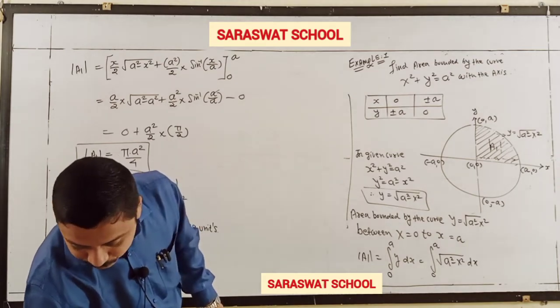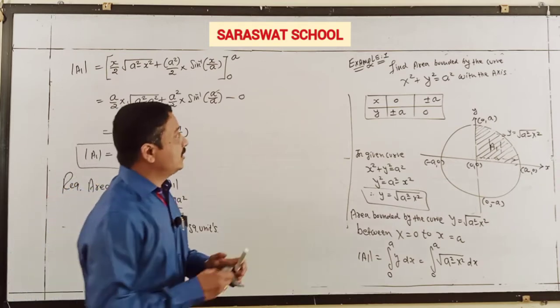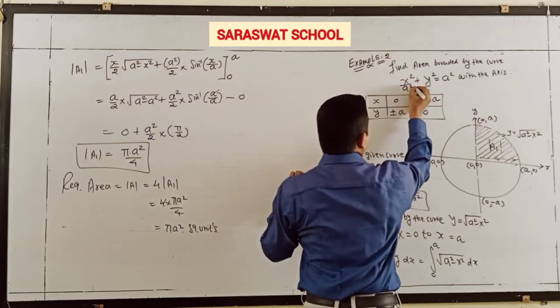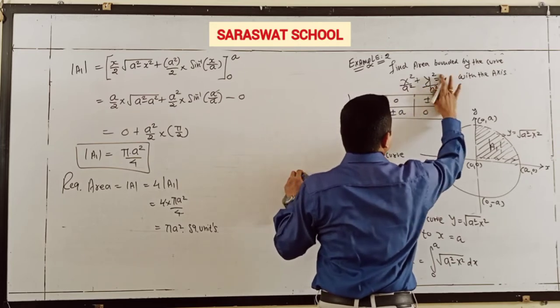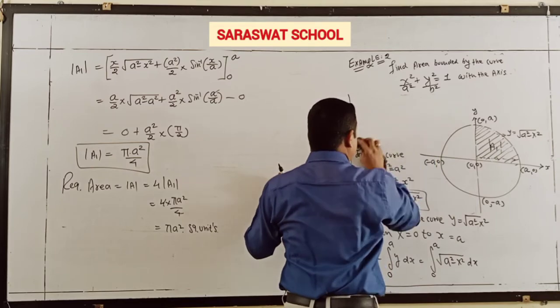Example number 2. Yes, it is your ellipse. So a very easy start. Find the area bounded by the curve x square by a square plus y square by b square is equal to 1 with their axis. Same applications.